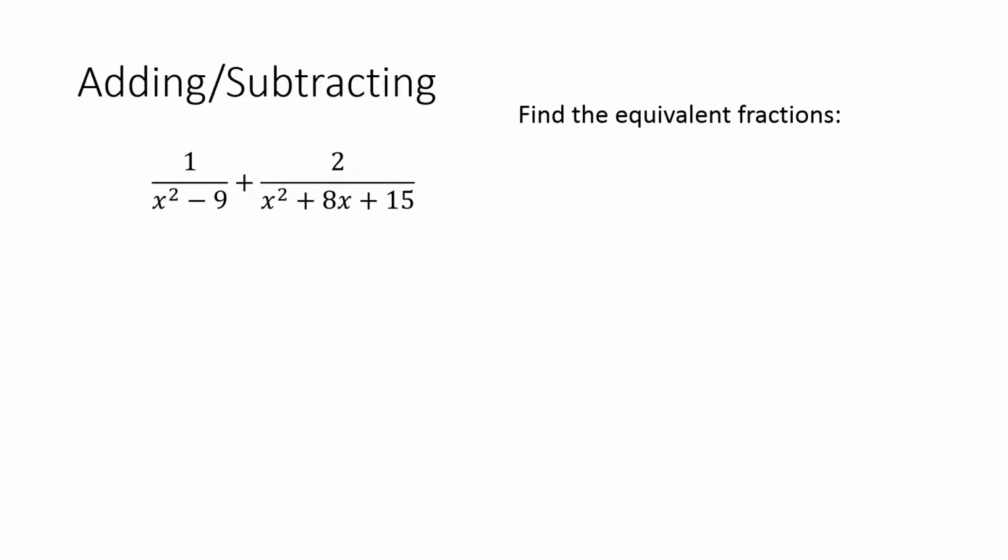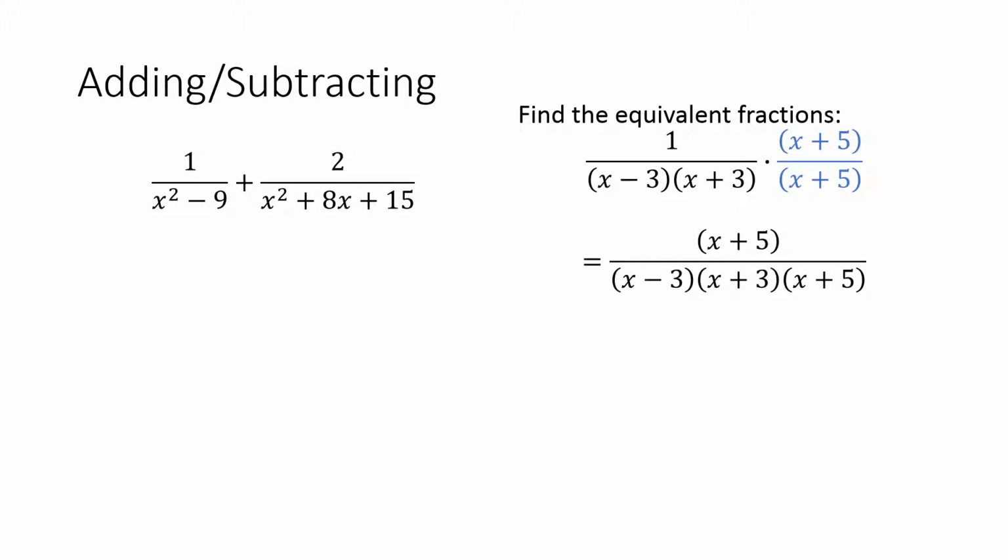Now comes the step of finding the equivalent fractions. So with that first fraction, the 1 over x squared minus 9, we know how that factors, the x minus 3, x plus 3. So what's missing? X plus 5. So we need to multiply the top of that fraction by x plus 5. We need to make sure we distribute, but 1 times x plus 5 is just x plus 5. So we have x plus 5 over that whole big LCD.